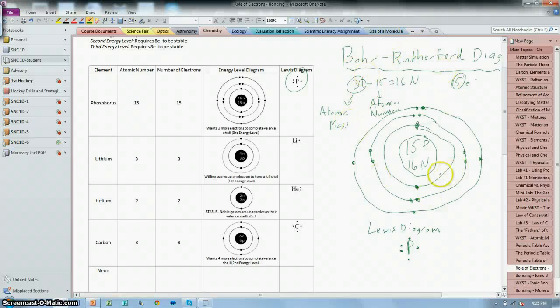Go through the Bohr-Rutherford diagram for phosphorus. It's here. You can go to the Role of Electrons note in your OneNote to check your answer, but go through the process and practice. Make sure you answer the question for the flip, and then we're going to come back into class, and we're going to do some practice on this. So you guys get a chance to practice Bohr-Rutherford and Lewis diagrams. We'll get up on the whiteboards and practice a little bit of that.